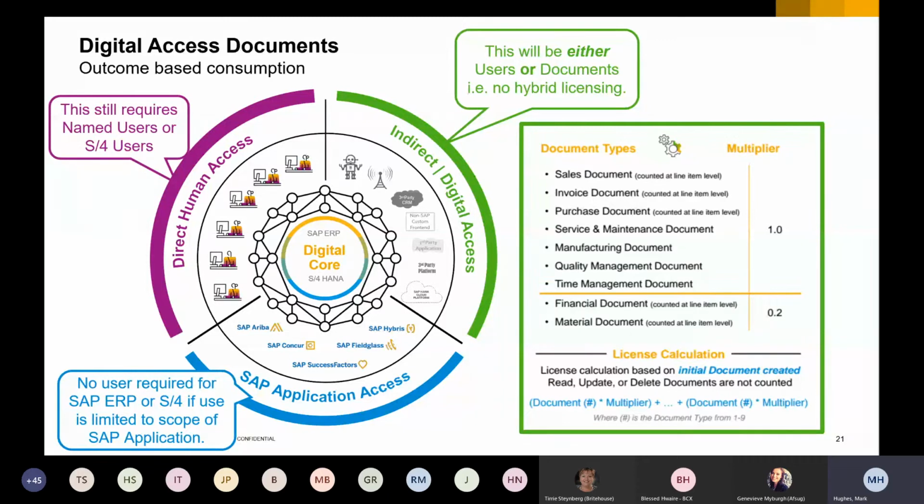So anybody out there indirectly reading, updating, deleting any of these document types and their line items, they do not need any licensing. And just to point out as well, in this list of 9 document types, for example, master data is not included in there. So people indirectly reading, creating, updating master data would no longer need a named user license whatsoever.